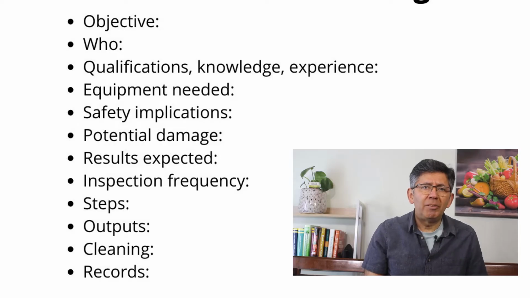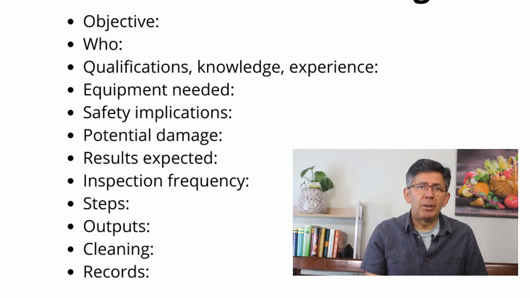Now that we understand the main difference between procedures and work instructions, let me discuss now how to actually develop and write a work instruction. Once you select the work instruction you want to document, write down the answers to the following questions. What is the objective of the job? Who is going to do it? Any qualifications, knowledge, or experience needed? Any equipment needed? Any potential danger to the operator? Any chance of damage to the product or equipment?